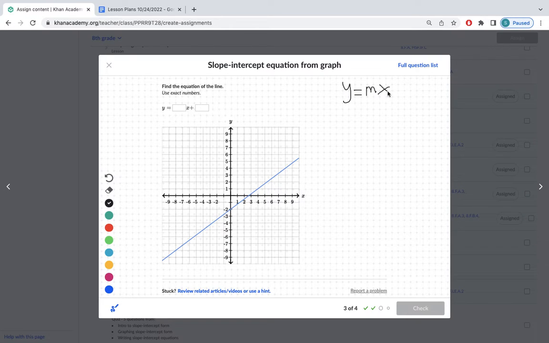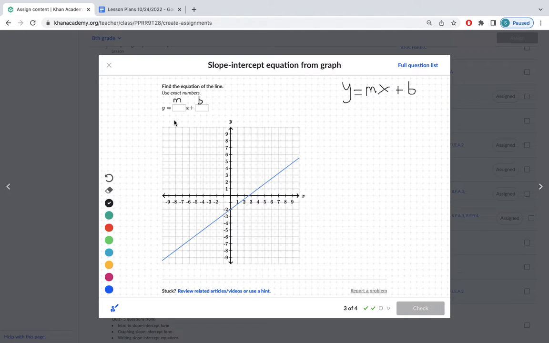Okay, so just a quick reminder, slope-intercept form is y equals mx plus b. And if you look at this equation right here, we already have our y value, we already have our x set up here, okay? So the things that we're looking for are going to be our m, which is the slope, and our b value, which is the y-intercept.